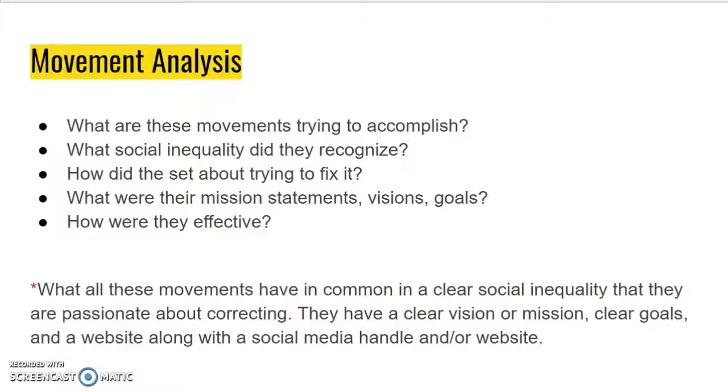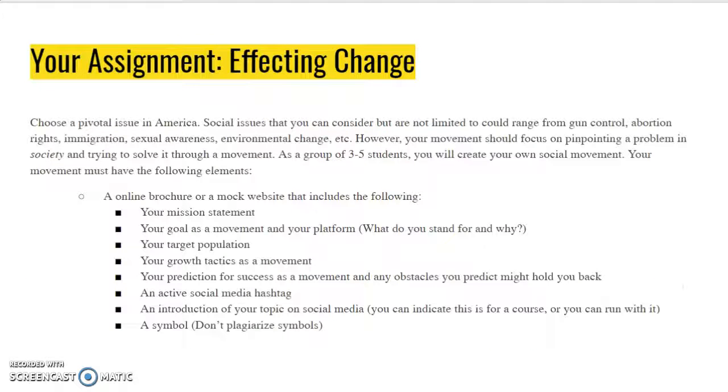After they do some research and we investigate these 4 movements, then the students will engage in a movement analysis. So we'll talk about what are these movements trying to accomplish, what social inequality do they recognize in these movements, how are these movements trying to fix it, and they'll take a look at their mission statements, visions, and goals and determine whether they thought they were effective. And then finally, they'll get to their own assignment.